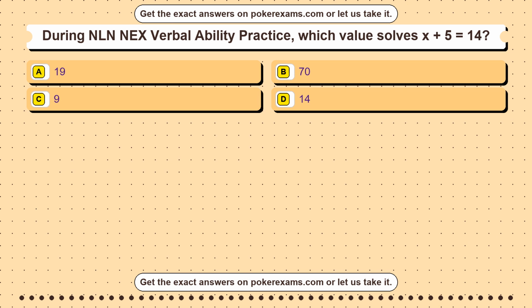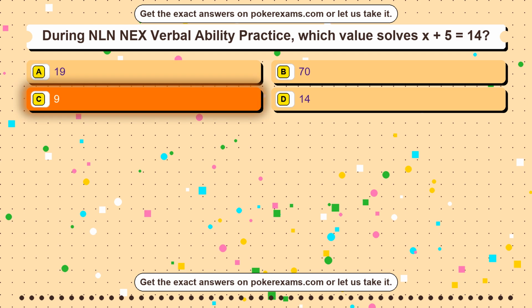Question 11. During GED statistics practice, which word best replaces very big? Option A, weak. Option B, brief. Option C, enormous. Option D, tiny. The correct answer is option C.